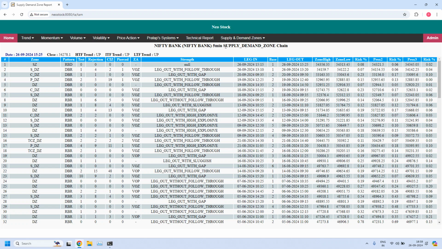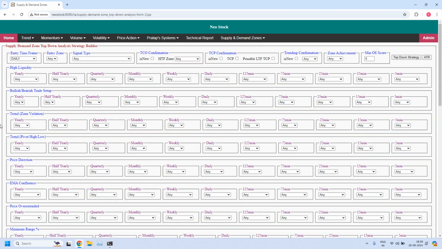The next set of reports are about bullish and bearish trade setups for monthly, weekly, daily and hourly income trades. So let me start with bullish trade setup for monthly income trade. Entry time frame is daily. Entry zone is demand zone.